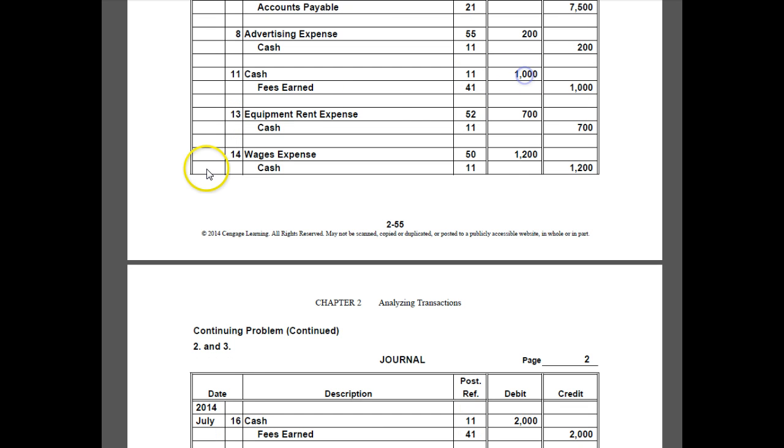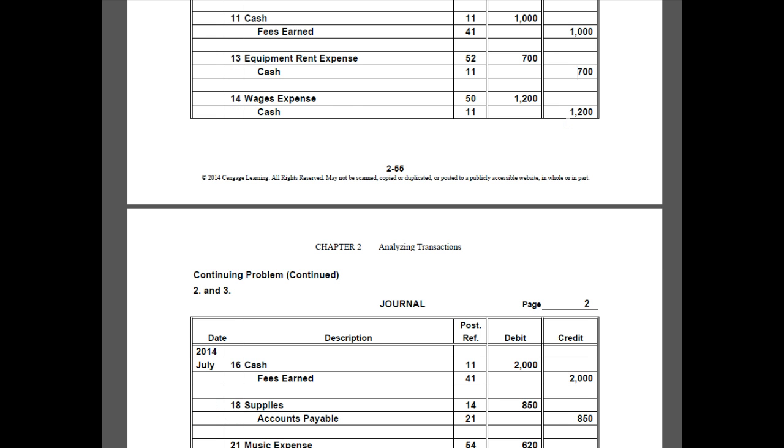Received $1,000 here. Somebody paid her. She did some work. Here you've got equipment rent expense. Actually paid for some equipment that she's renting. Credit to cash. See how you're journalizing these as you go through? Paid the wages. That adds into the wage expense and takes away from the cash.